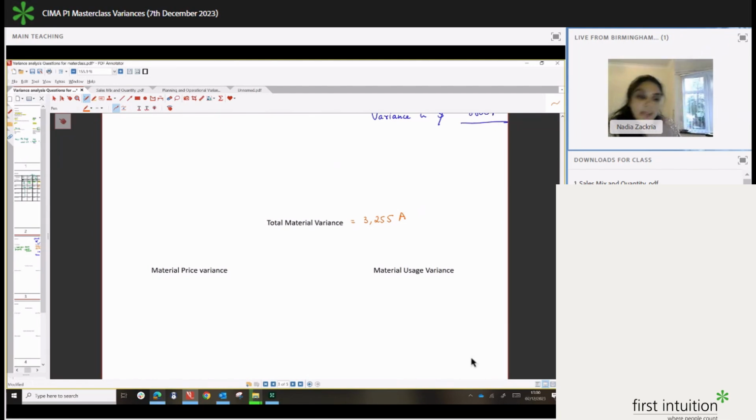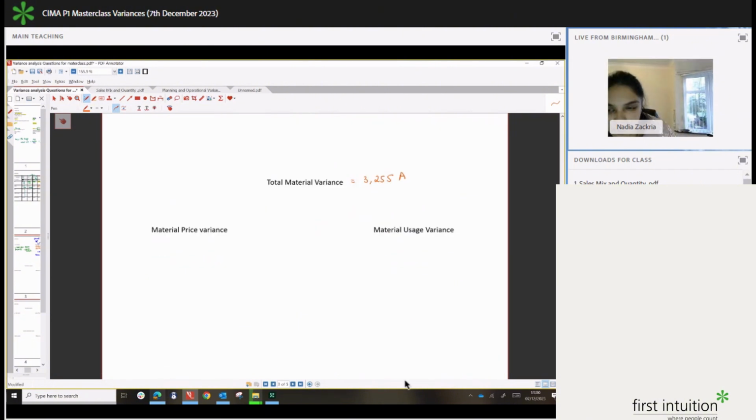Right? Starting with the material price variance. When you think about the price, are you going to think about the number of units you have produced, or when you went to the shop, how many kgs you purchased? How do you decide your price variance? Do you think about the units, or do you think about how much did you buy and how much did you spend? Brilliant, Beth. We need to know how many kgs we purchase.